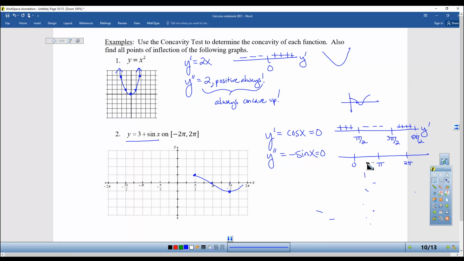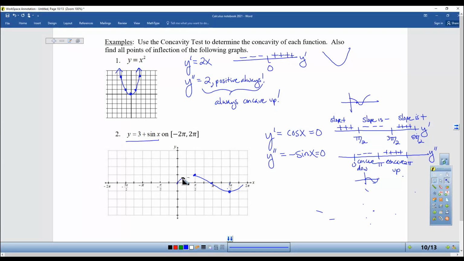So at first, sine is positive, but since there's a negative there, it's going to be negative. And then sine between pi and 2 pi is negative, but since there's a negative there, it's going to be positive. So this means that, since this is my y double prime chart, concave down, concave up. Slope is positive.